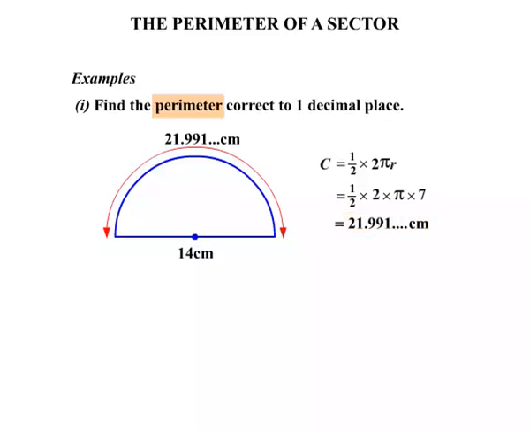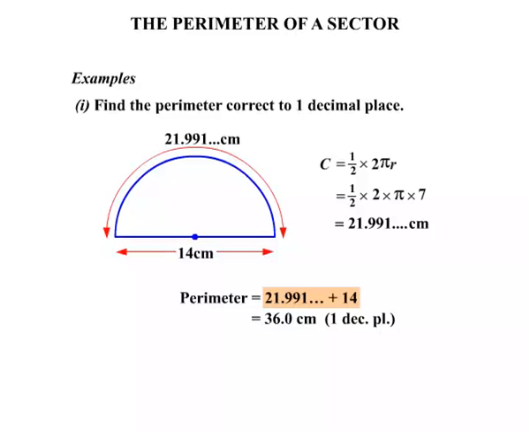Now that's not our final answer though, because we need to find the perimeter, which is made up of the straight edge as well, the 14 centimeters. So the perimeter equals the 21.991 plus the 14 as well. So let's add those two together. We work that out. It works out to be 36.0 centimeters. We've rounded off to 1 decimal place. Excellent.